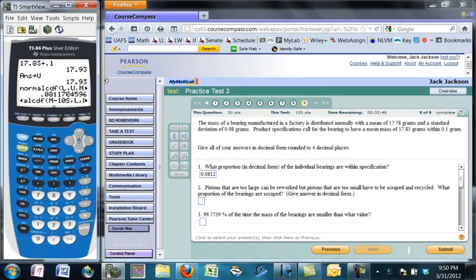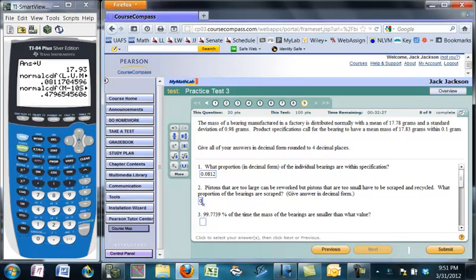which is going to be the one that actually gives you outputs that are probabilities. So it's the mean minus 10 standard deviations up to the lower, which is our approximation of negative infinity, up to the lower spec limit, and then with that mean and standard deviation that we have, and that is 0.4797. We got a certain percentage of the time the mass of the bearings is smaller than what value.